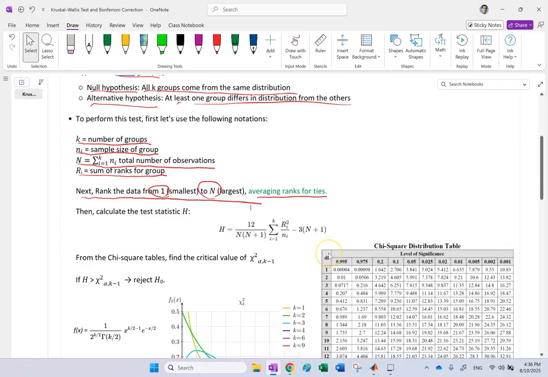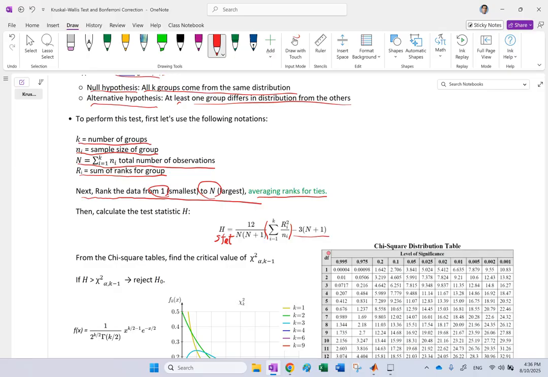Now, the H statistic is equal to 12 over n times (n plus 1), where n is the total number of data. Here, there is a summation that should be done in each group. For group 1, you square the sum of the ranks for that group, and divide it by the number of data in group 1. Then you do a similar thing for group 2, group 3, all the way to group K, and add all of those R squared over n's together. And finally, minus 3 times (n plus 1). So this is your H statistic.